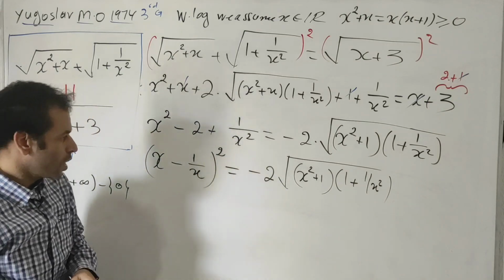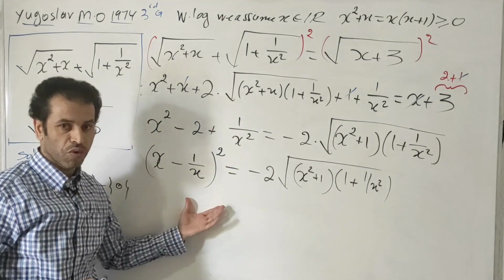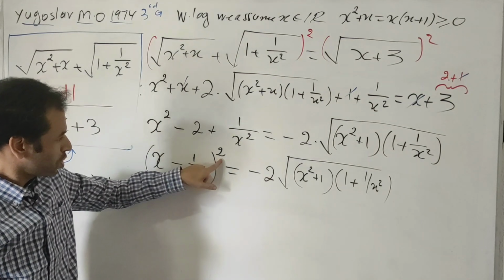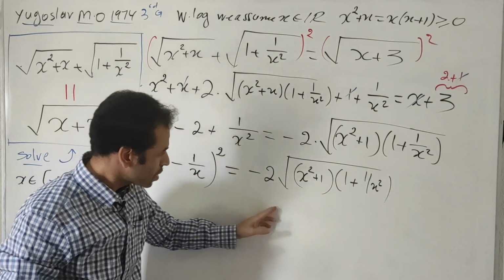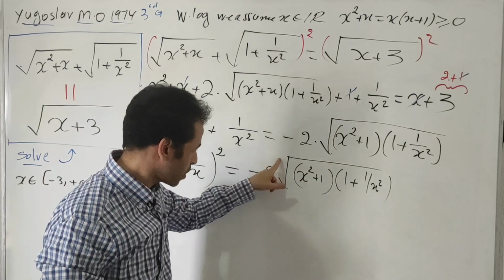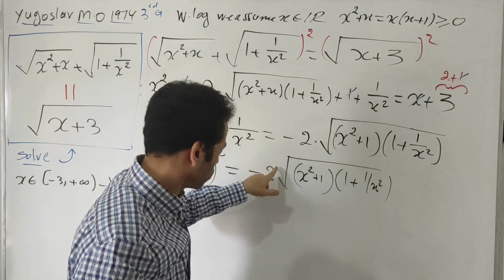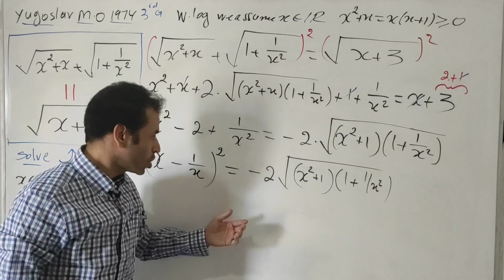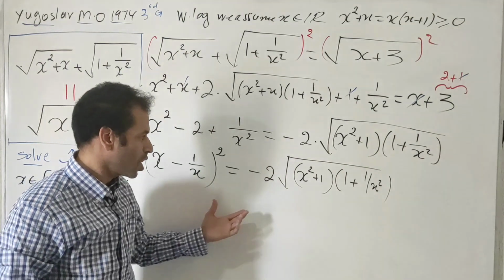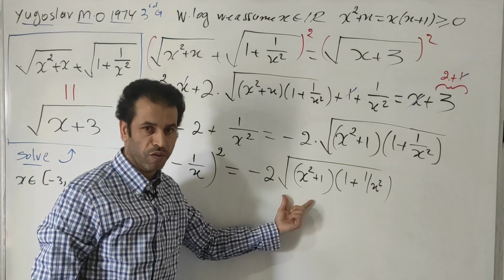If you take a look again at both sides of this equation, the left hand side is positive because of this square, but the right hand side is negative because we have a minus sign multiplied by a positive number, which is this square root, okay? Which is impossible to have this expression like this, okay?